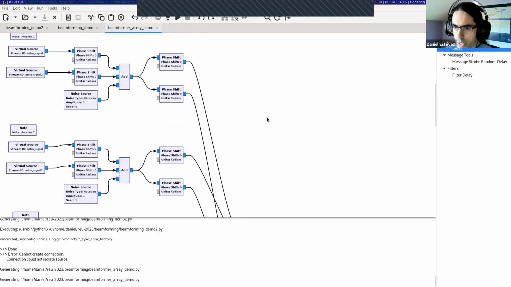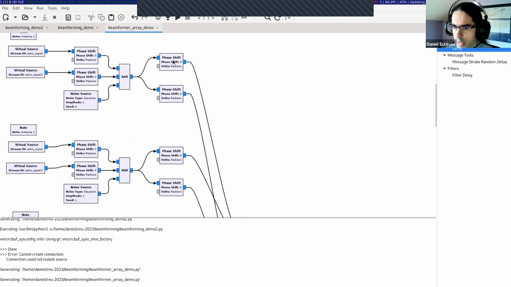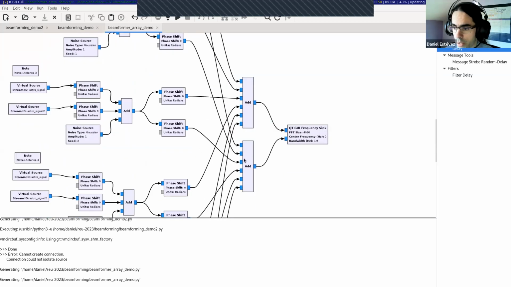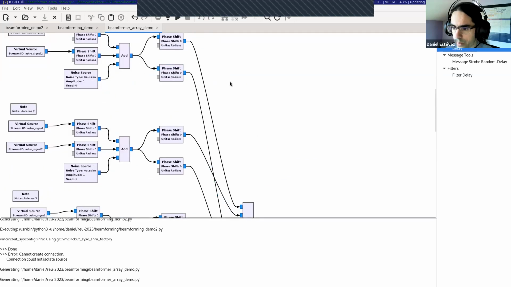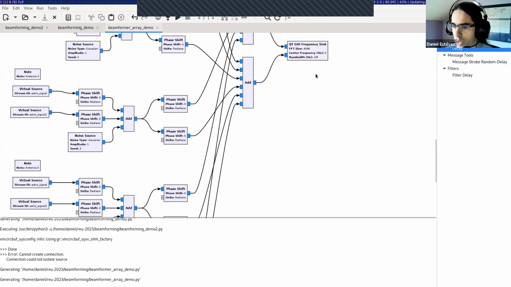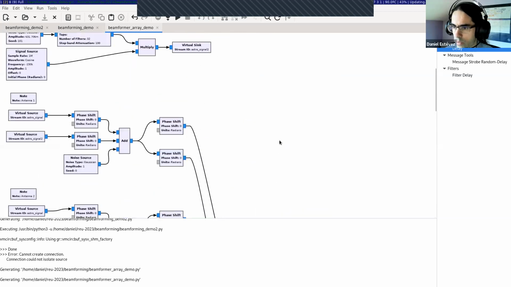So let's take a quick look at the whole flow graph to show that there's nothing else. We have the phase shifts for the beamformer. We are adding all the signals for beamformer number 1. We are adding all the signals for beamformer number 2. So that's beamformer number 2. And then we are plotting the spectrum of beamformer 1 and beamformer 2. And that's the whole flow graph.